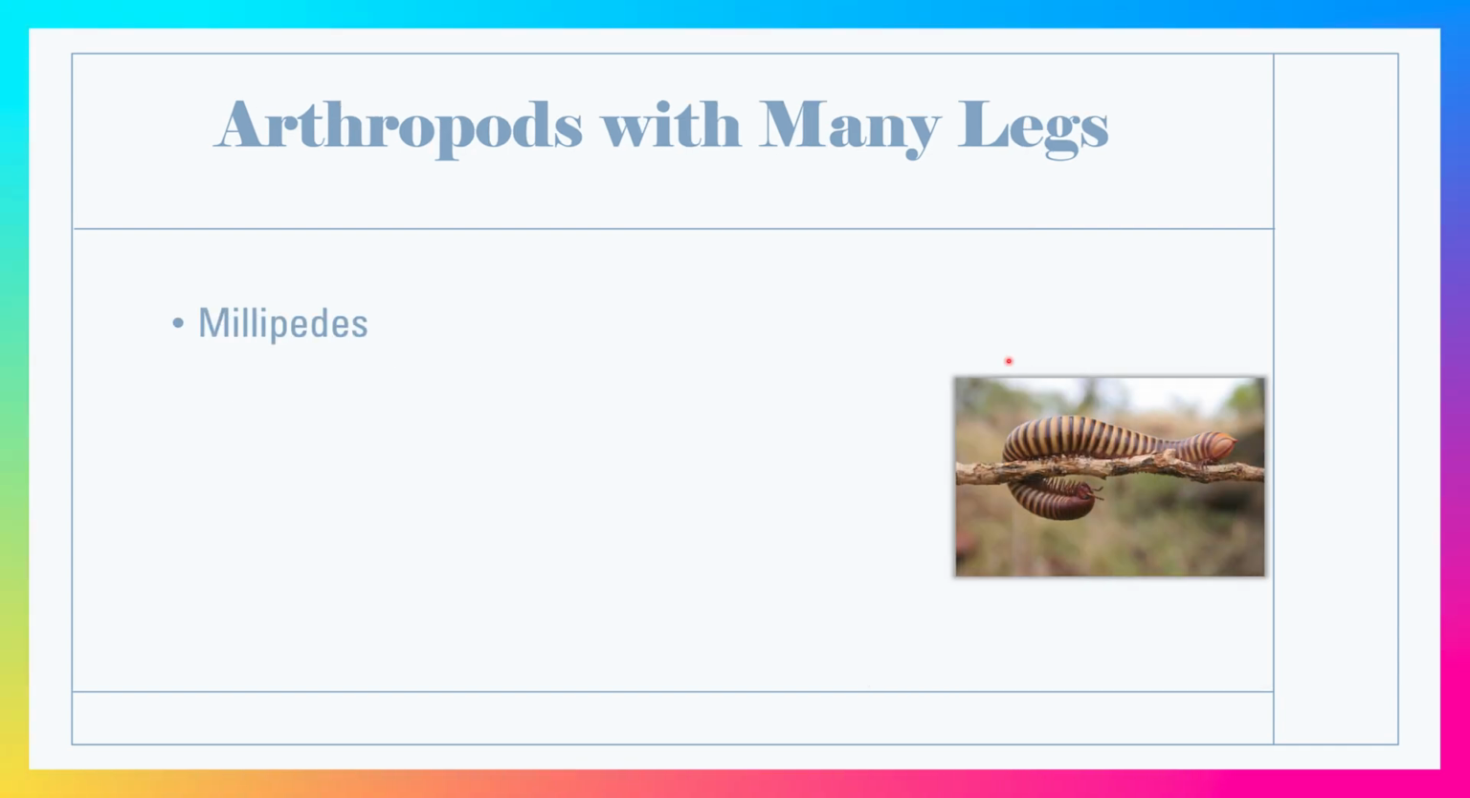And then millipedes, which are saprophytes. A saprophyte is a term, if you've forgotten it, that means that they eat dead material. They have a rounded body, not a flat body, and they are not venomous. They have 2 legs per segment.